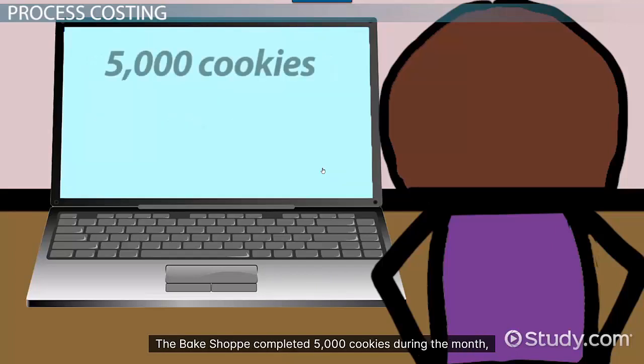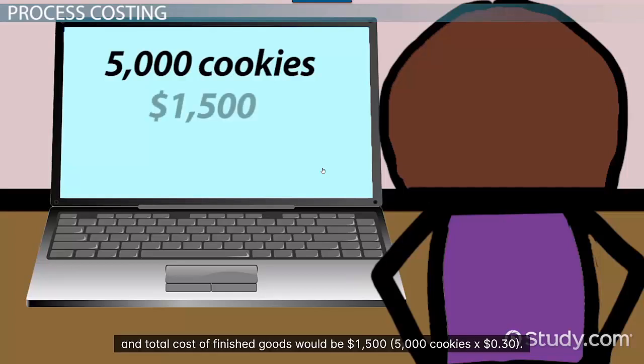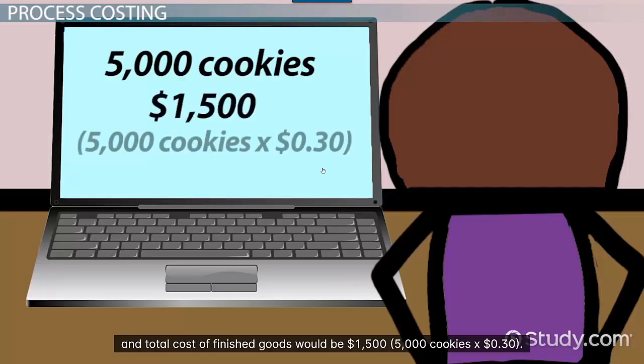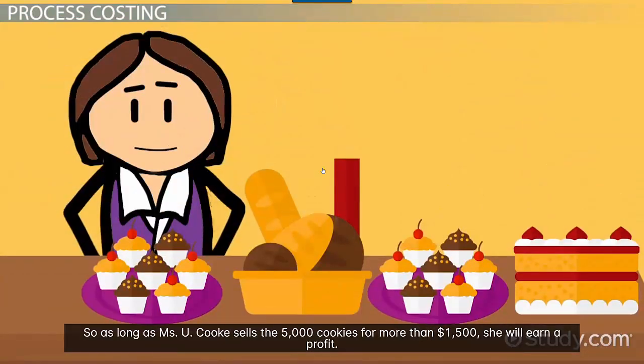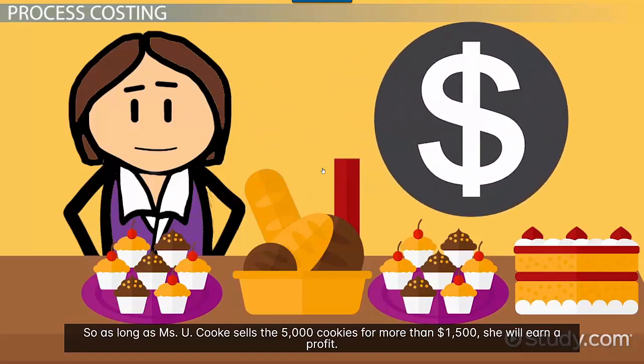The bake shop completed 5,000 cookies during the month, and total cost of finished goods would be $1,500, 5,000 cookies times 30 cents. So, as long as Miss U Cookie sells the 5,000 cookies for more than $1,500, she will earn a profit.